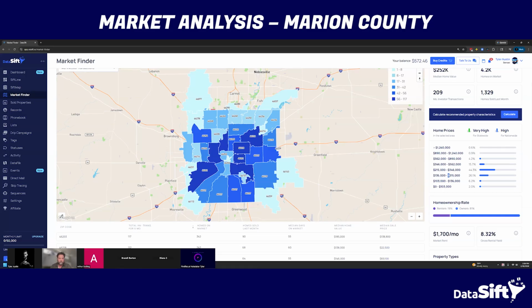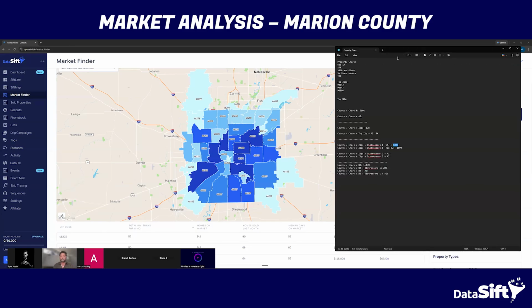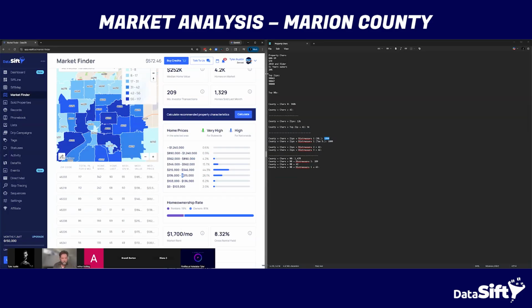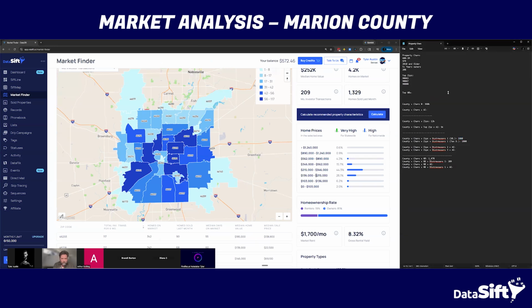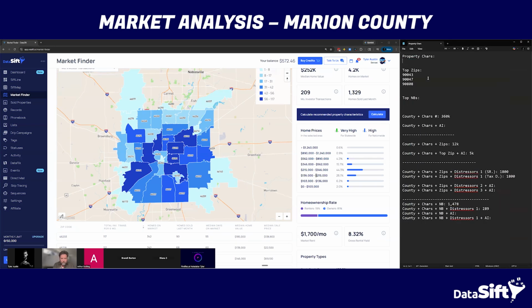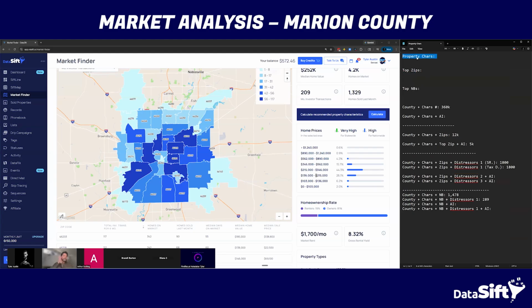Okay. So what I'm going to do is I'm going to actually open up a notepad. All right. And I'm going to put these side by side here. I'm going to zoom this in for us a little bit. And what I do is I break this down into my property characteristics, my top zip codes, and my top neighborhoods. All right. And you can see I have a bunch of information here. But I'm gonna break it down for you real quick.